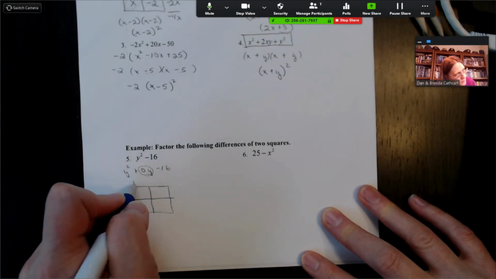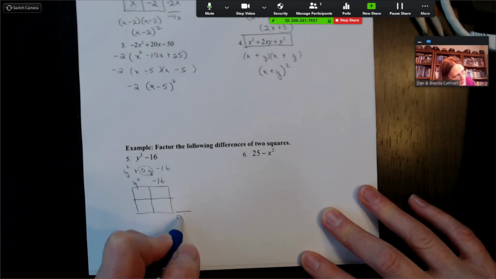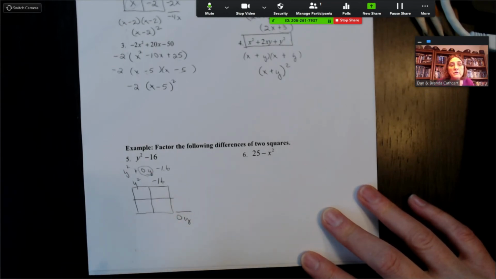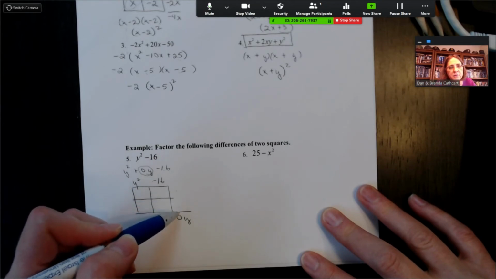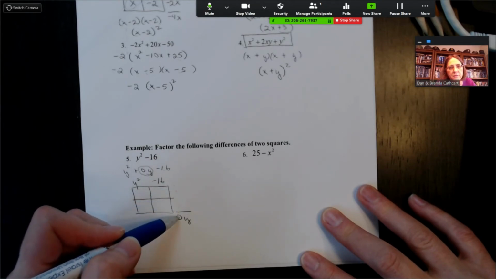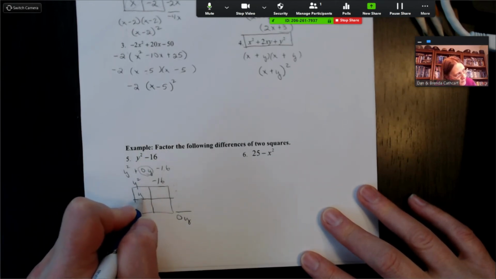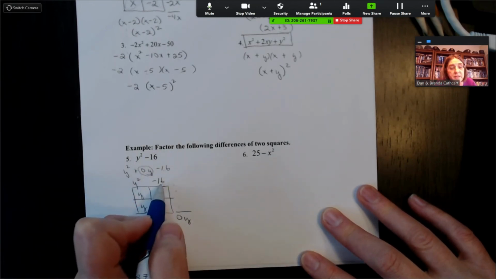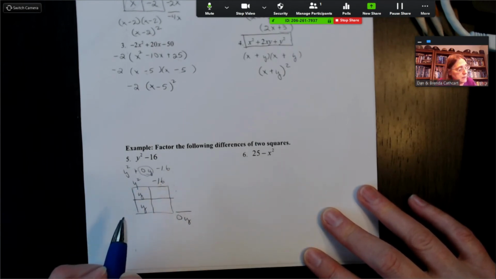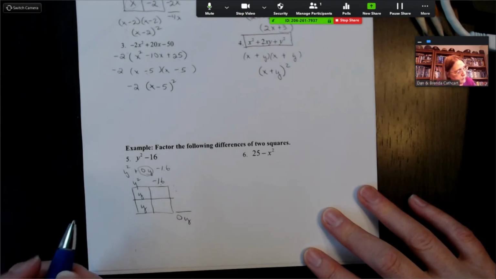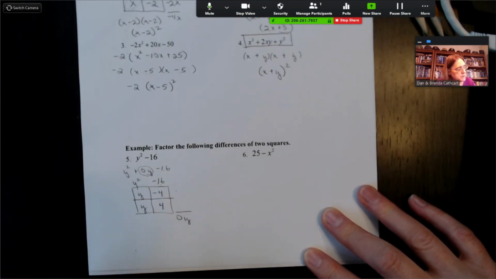Our first term is y squared, our last term is negative 16, and our missing middle term is 0. That means I want these two factors that I'm going to get to add up to 0. So let's do that. Perfect squares again. Y squared is y times y. 16 is a perfect square, but since it's negative, one of the factors is going to be negative. So 16 is 4 times 4. Let's make one factor negative, one factor positive.